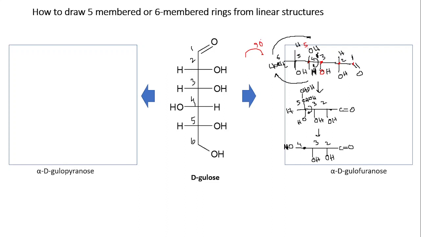This H, so this is what I'm talking about, this rotation. So the H will be pointing up and CHOH right here, CH2OH right here. Okay, so that is now ready to form the 5-membered ring. So 1, 2, 3, 4, 5. So let's use this to form the 5-membered ring, and this is what we're gonna get.